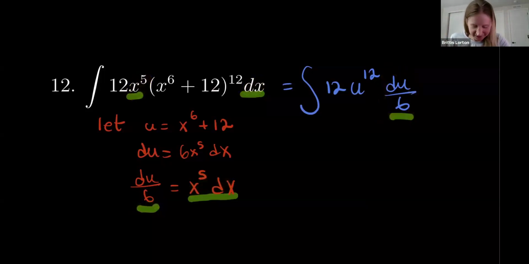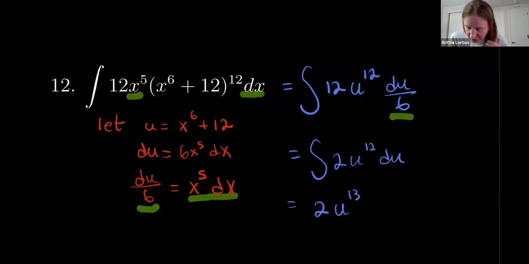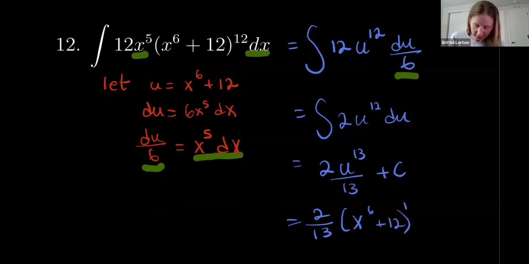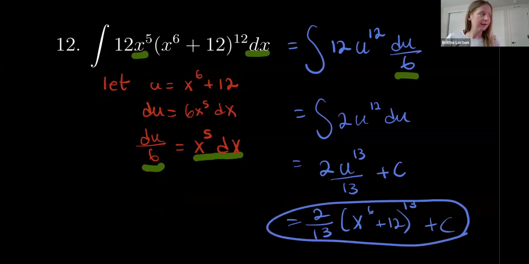Okay, all right, so now we can continue on with that integration. 12 divided by 6 is just 2. And then I'll do the antiderivative, so 2u to the 13 over 13 plus c, because this was an indefinite integral. So I got 2 over 13 times x to the 6th plus 12 to the power of 13 plus c. Ta-da!